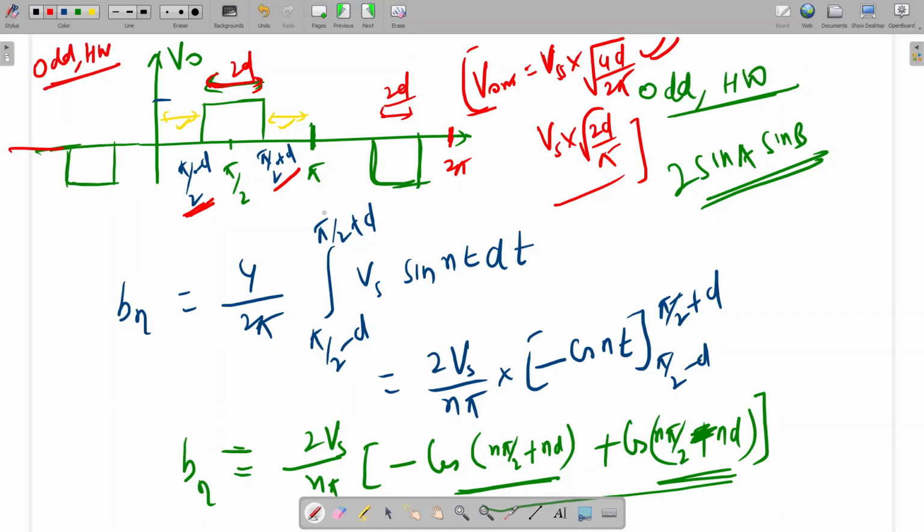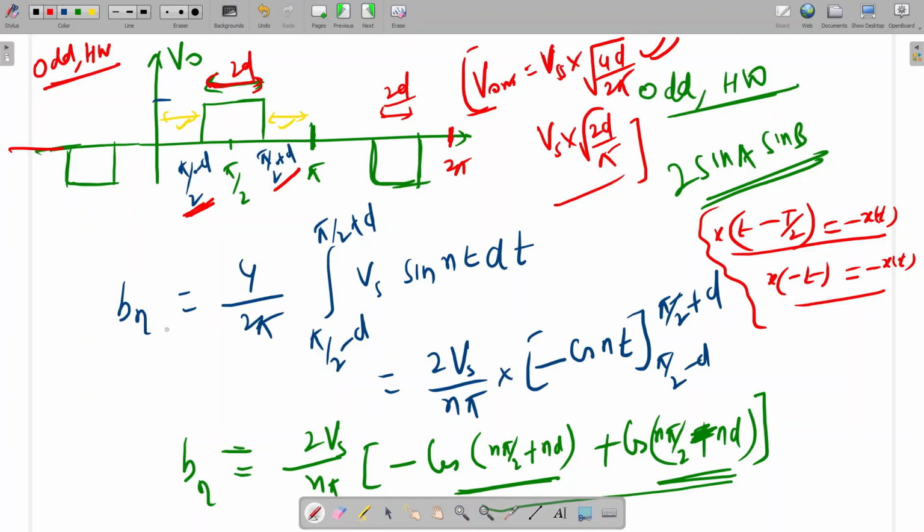Half wave symmetry means x(t minus T by 2) will be minus of x(t). And x(minus t) is equal to minus x(t). These two things it is following. So bn we can calculate. Already I told, the short formula 4 by T, 0 to T by 2, that will apply. That only I have applied here. I think this calculation is okay, whatever I have done.